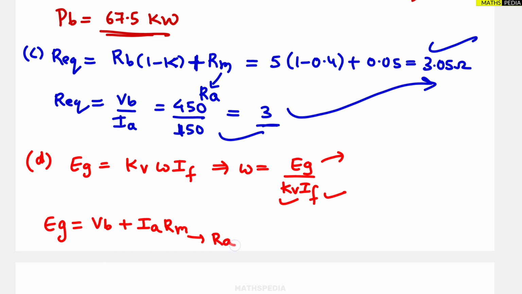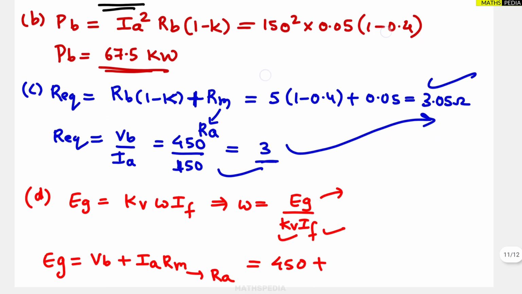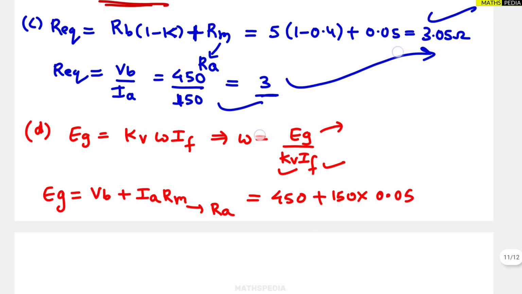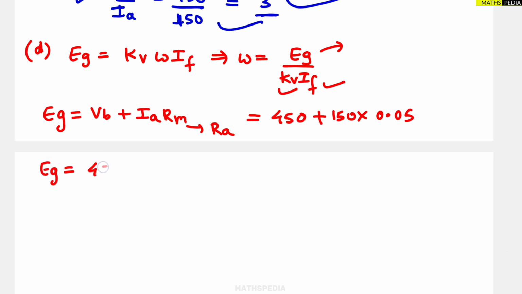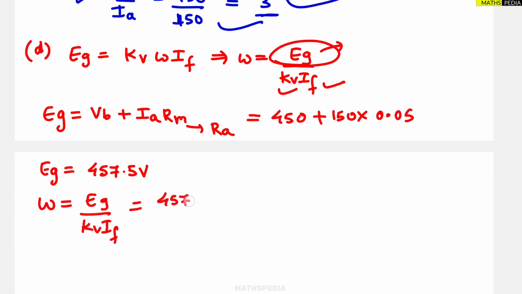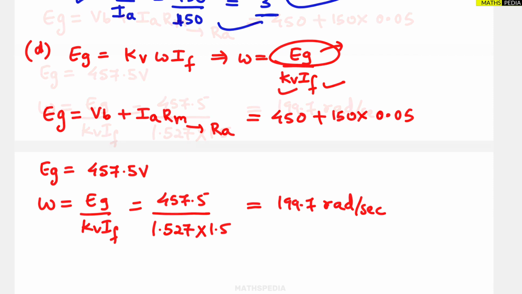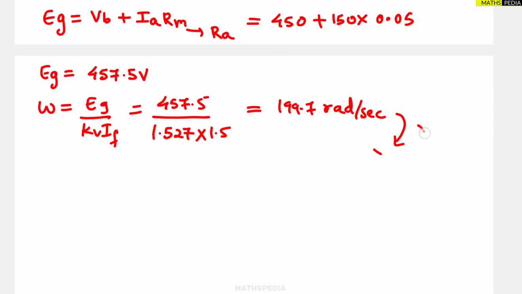RM is basically RA for a DC separately excited motor. VB is equal to 450 plus IA, which is 150, into RA, which is 0.05, giving 457.5 volts. Substitute back in this. So omega becomes EG divided by kV into IF. EG is 457.5, kV is 1.527, IF is 1.5. So we will be getting 199.7 radian per second. In order to convert it into RPM, multiply with 30 by pi. Omega becomes 1907.4 RPM.